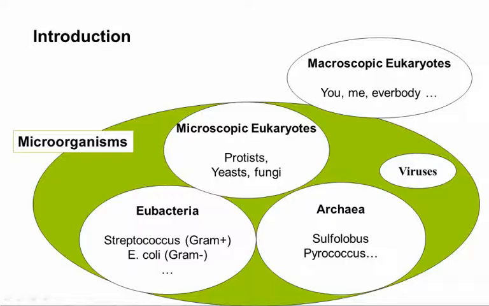Now, microbiology is what? It's, of course, the study of microscopic organisms. Anything you can't see with the naked eye falls into the domain of microbiology. So that means microbiology is about bacteria, which fall into two classes, eubacteria and archaea. But it also includes microscopic eukaryotes, so fungi, yeasts, protists, and viruses.